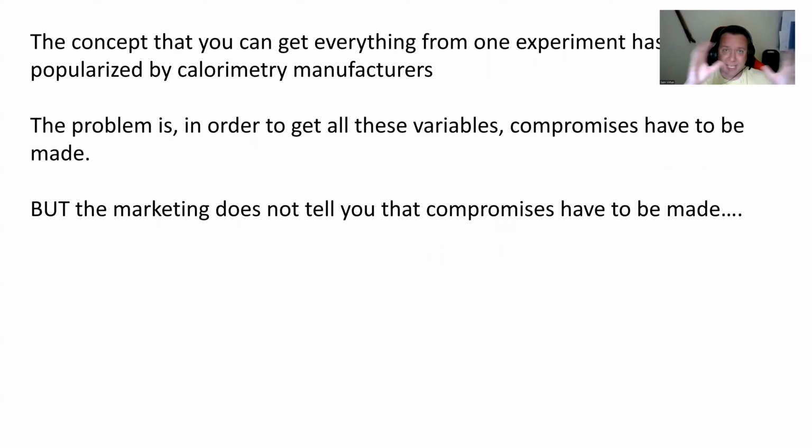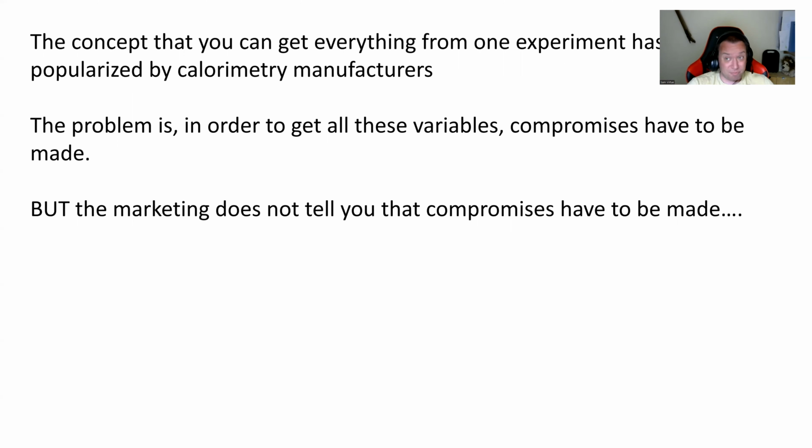And so the concept that you can get everything from one experiment has been popularized by the calorimetry manufacturers. But the problem is that in order to get all of these variables, compromises have to be made. You have to have devices in the cage to allow you to measure these things. And things like food intake, well, the food is not going to be in the normal home cage place. The water, it's going to have to be attached to a mass monitor. It's not going to be in the normal place.